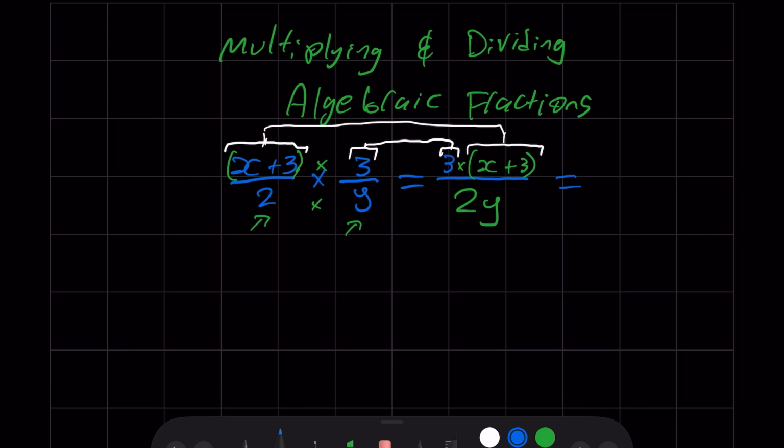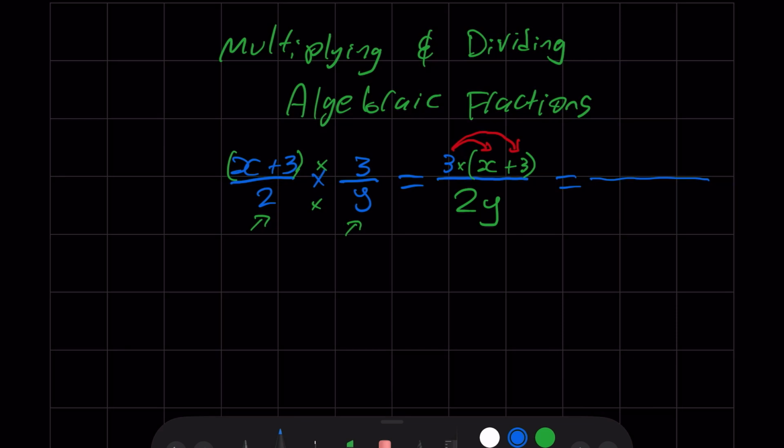We can go a step further with this. What we can do, we can take our 3 here and we can multiply it into our bracket. And that means we need to multiply it with both terms inside of our bracket. So on top of my fraction bar, I will have 3 times x, which is 3x. And I have 3 times 3, which is 9. And that is all over 2y because that stays the same. And that is the answer, (3x plus 9) over 2y.